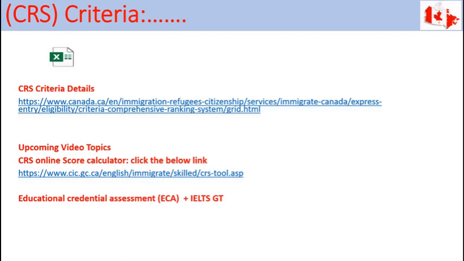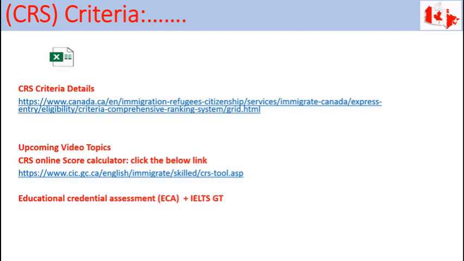Also, in the next video, I will give you a brief introduction to the tool which helps you calculate your CRS score. Basically, in that tool, you have to enter all your data step by step, and it takes around 3 to 4 minutes. Once you finish entering all your data, a final score will be given to you, so you can determine where you are and what needs to be done to improve your CRS score.